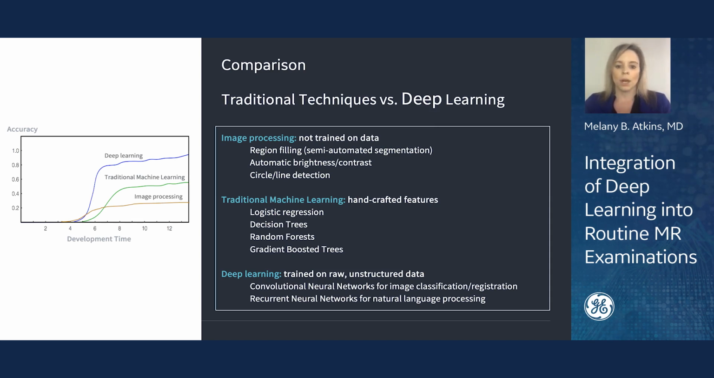Once we move to traditional machine learning, these are more handcrafted features like logistic regression and decision trees. And then the final step, once we've moved to deep learning, is really when we're training on raw unstructured data, and we're utilizing convolutional neural networks for image classification. And with these neural networks we can apply additional data into the system and increase the complexity of the deep learning.